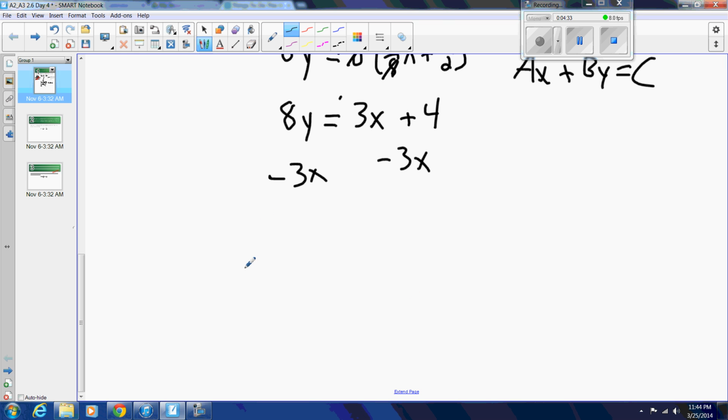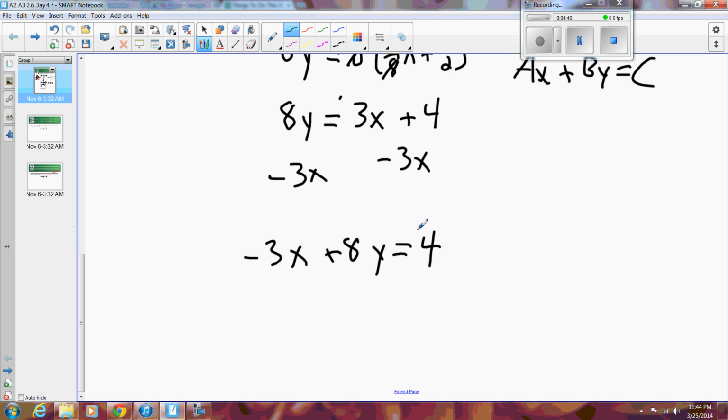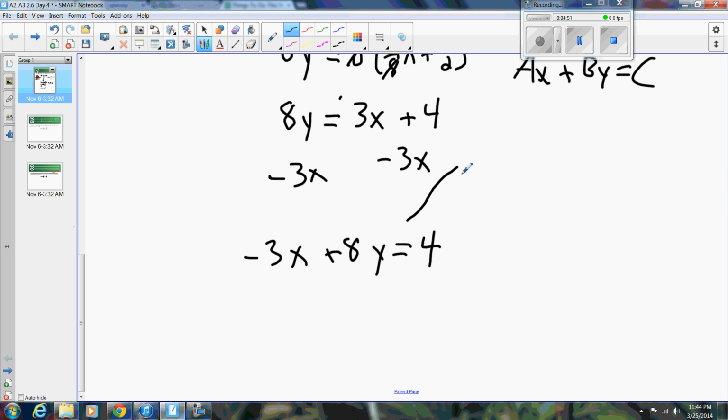And this becomes negative 3x plus 8y is equal to 4. Or, alternatively, and remember, both of these versions of standard form apply. I would mark either of them being correct.